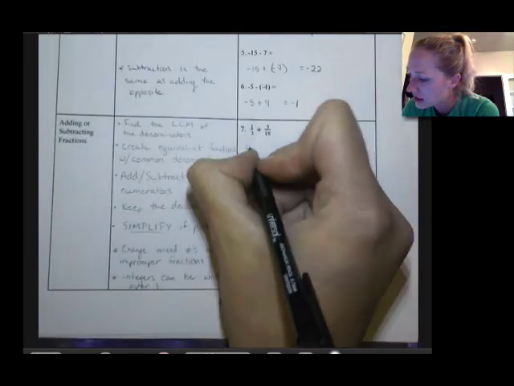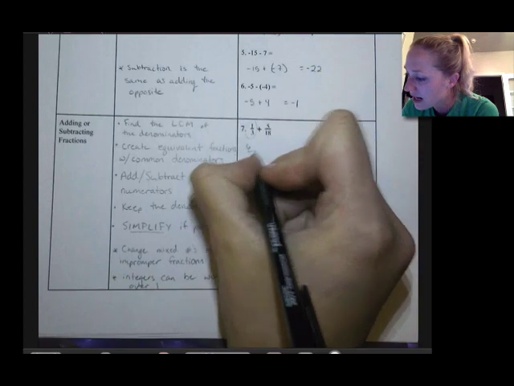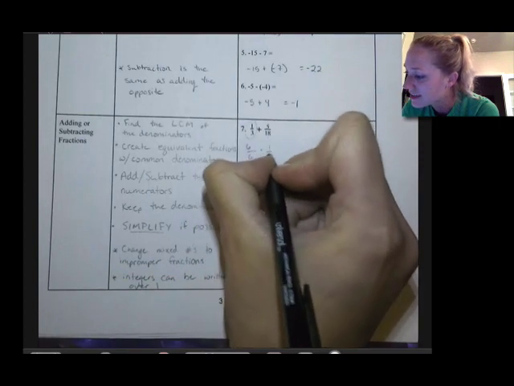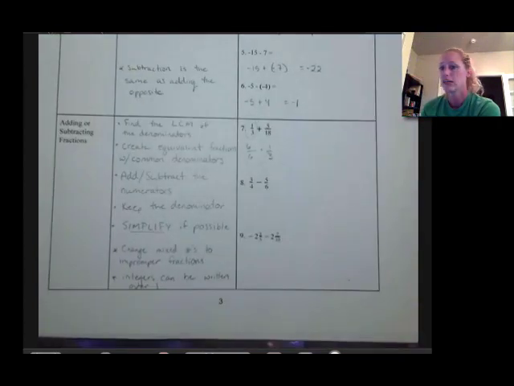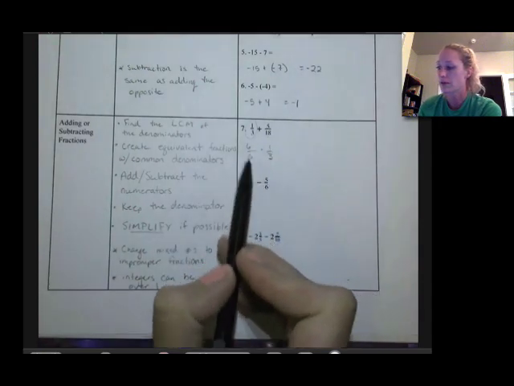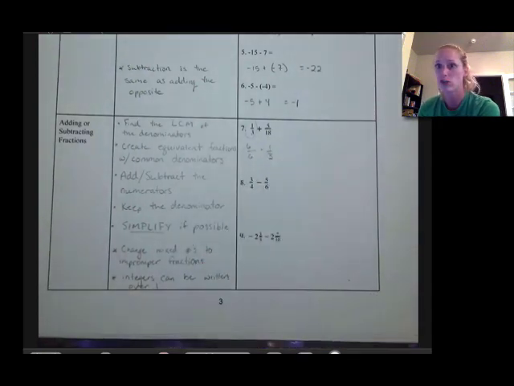So I'm going to do 6, and I'm multiplying both the top and the bottom by 6. The reason for that is because I'm really just multiplying by 1. 6 over 6 is 1, so I'm not changing what it's worth.